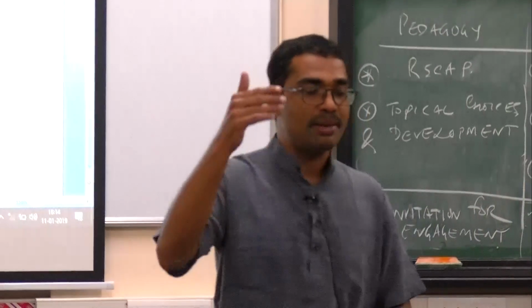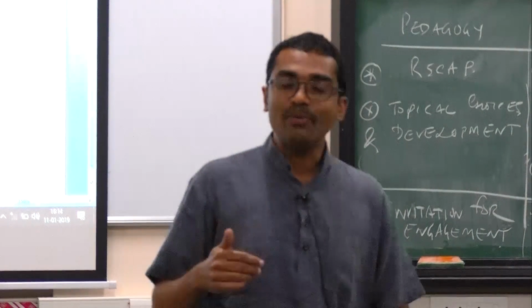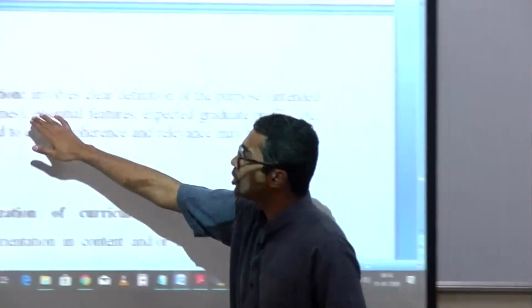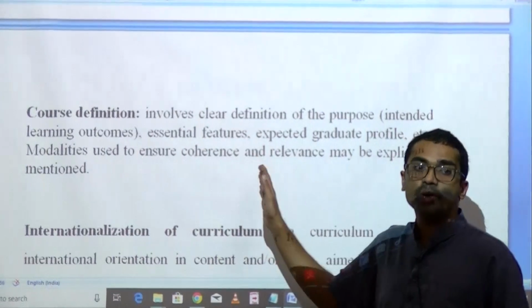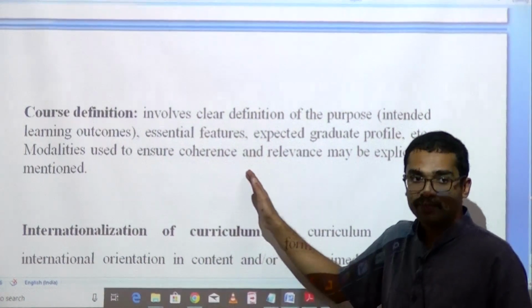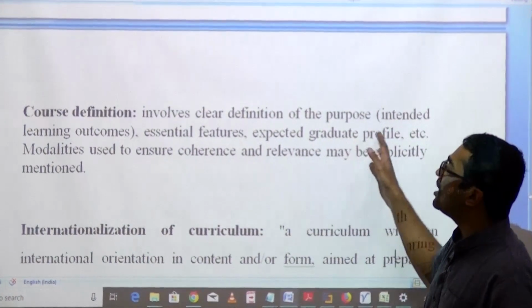For instance, a student who has taken course X will be able to do A, B, C, D, E, F, G. Okay, so that would be basically the course definition. So you define it based on the outcomes, intended learning outcomes, and what you expect the graduates to look like. Okay, what you expect the graduates to be able to do.